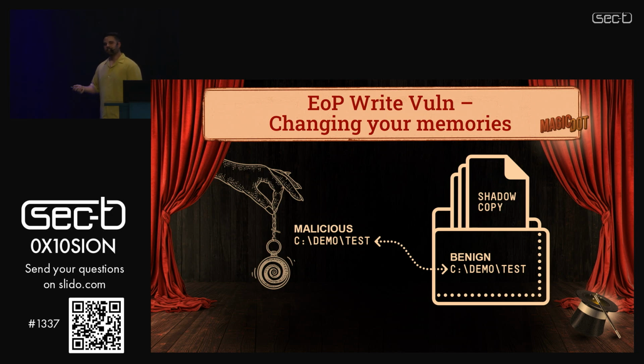The second magic act for this magic show will be changing the memories of a shadow copy. More specifically, I'm going to show you how a shadow copy should remember a certain benign content about a directory located at C:\demo\test, but actually I'm going to change its memories and cause this memory in the shadow copy to be a different content.